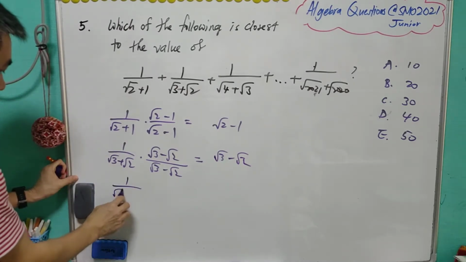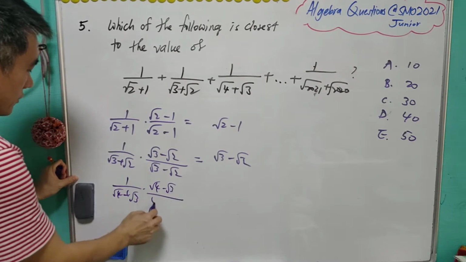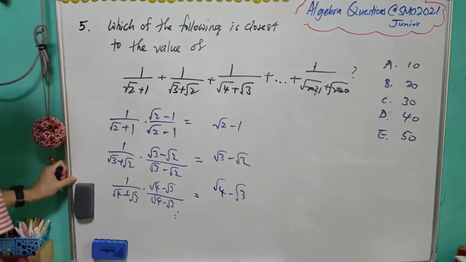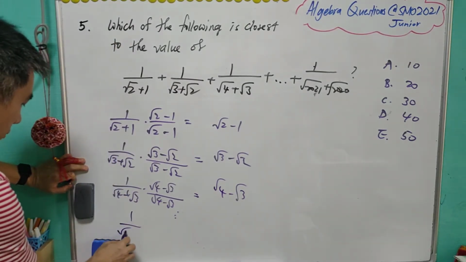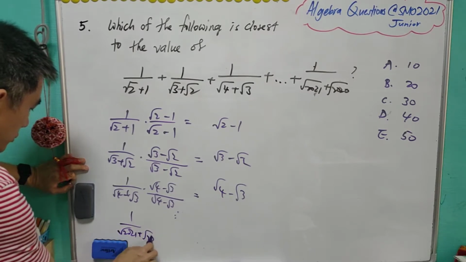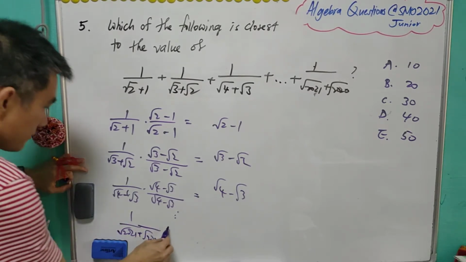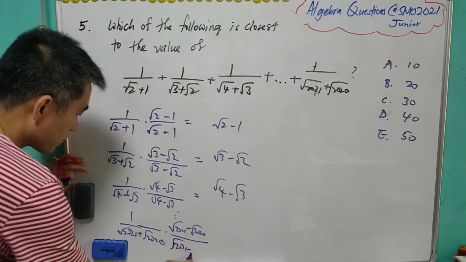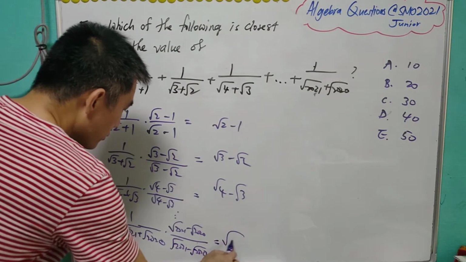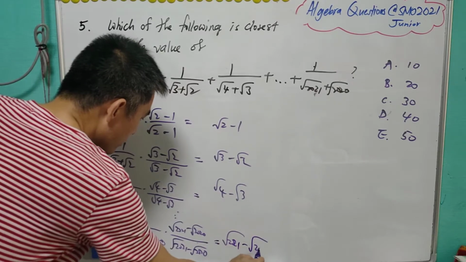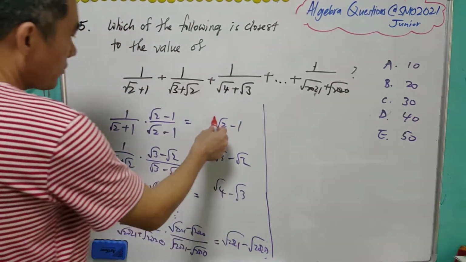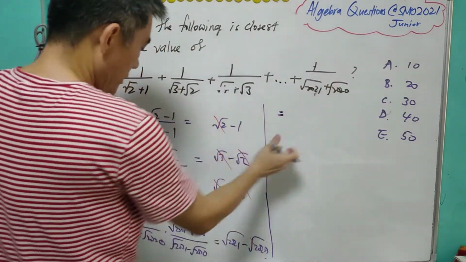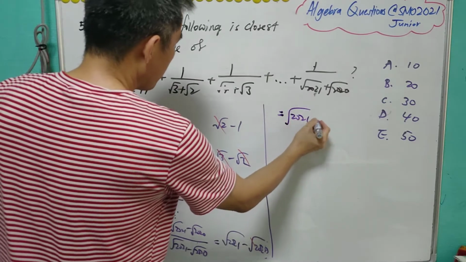And we can probably see the pattern: square root 4 minus square root 3, and so on. We can do the same until 1 over square root 2021 plus square root 2020 multiplied with the conjugate, square root 2021 minus square root of 2020 over square root of 2021 minus square root of 2020, and we will have square root 2021 minus square root 2020. So when we add up everything, many of the terms cancel. And we are left with the sum, which is actually equal to square root of 2021 minus 1.